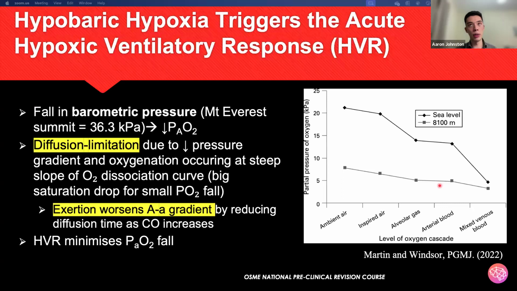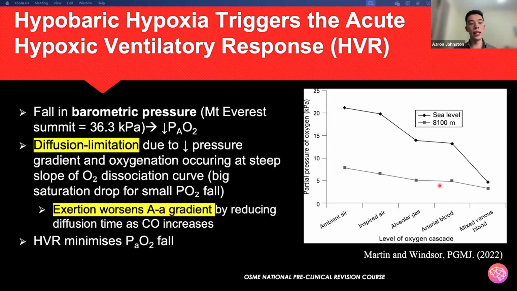And remember, because we're dropping in the arterial oxygen content, this is happening on the steep slope of the oxygen dissociation curve. So even a very small drop in alveolar PO2 is going to lead to quite a substantial drop in arterial oxygen content. And this also explains then why exercise or exertion worsens the AA gradient, because if you start exercising, you're going to increase your cardiac output, as we discussed in the previous section. And what this does is the erythrocytes, which are traveling through the pulmonary vasculature, have to move more quickly. So they've got less time to equilibrate their oxygen content with the alveolar oxygen content.